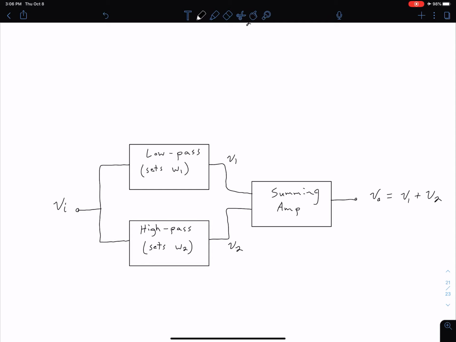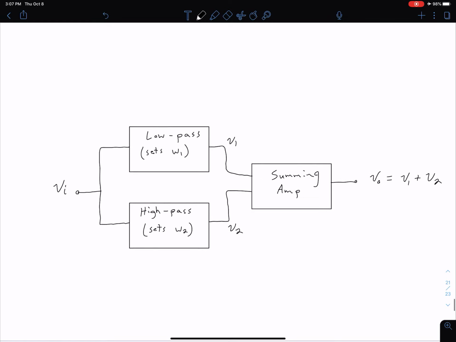So what we can think of is our low pass is taking a portion of the signal and blocking the high frequencies. Our high pass is taking a portion of the signal, blocking the low frequencies, and then we're combining the output of those two filters together. And again, because our summing amp is technically an inverting configuration, really we should have a negative here, but the basic idea is we're adding these two signals. We're also going to see we have a scaling factor depending on our amplifier. But the basic idea again is that we're adding the two outputs.